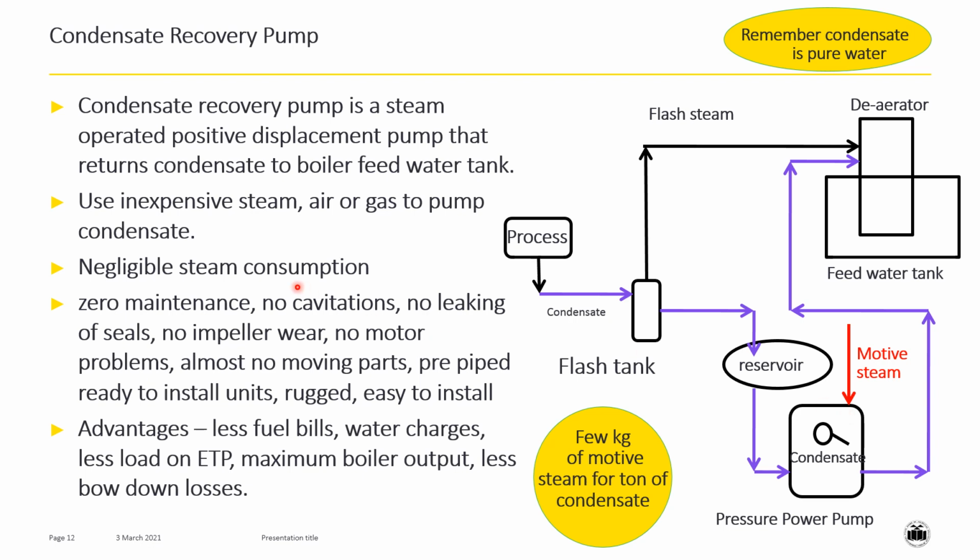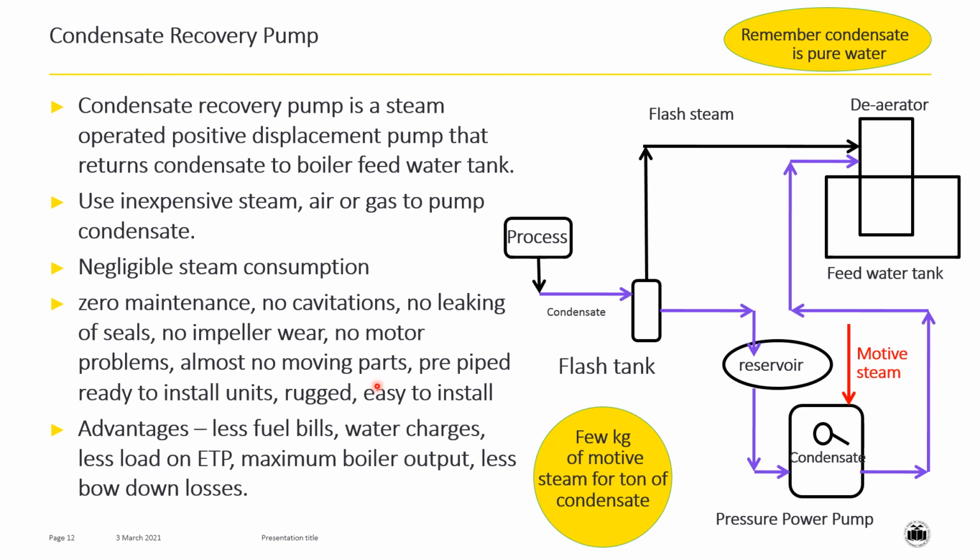Compared to conventional pumps, condensate recovery pump has certain advantages like no maintenance, no cavitation problems, no leaking of seals that happens in your ordinary pumps, no impeller wear as there is no impeller used, no electric motor problems as no motor is used, almost no moving parts. It is a pre-piped, ready to install unit, rugged and easy to install.